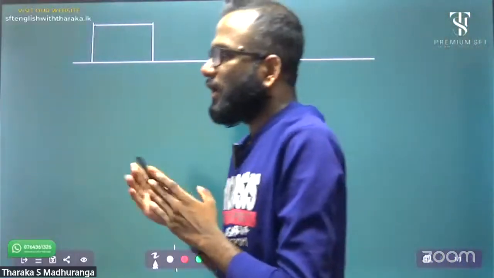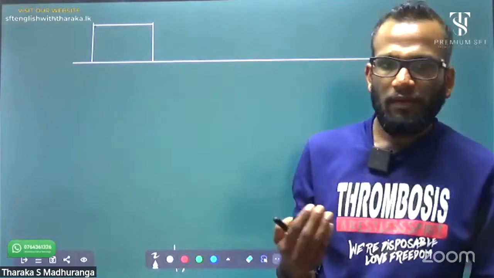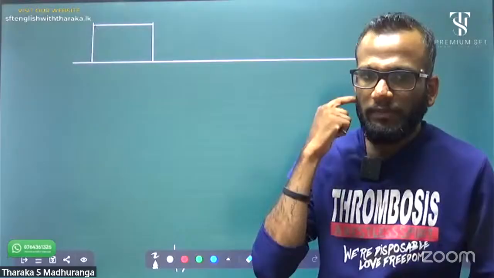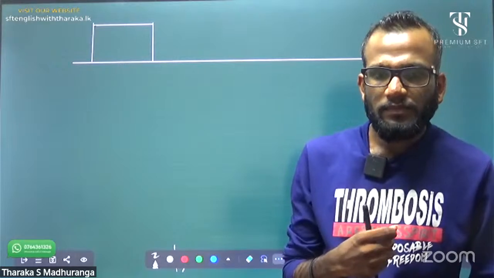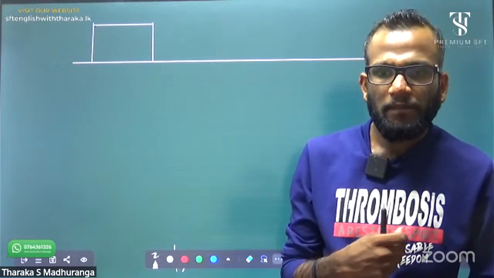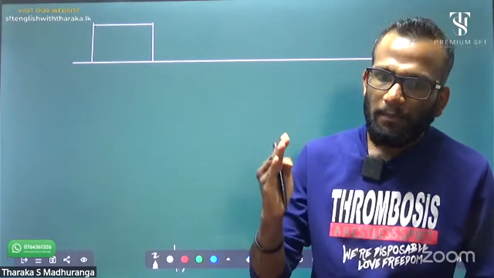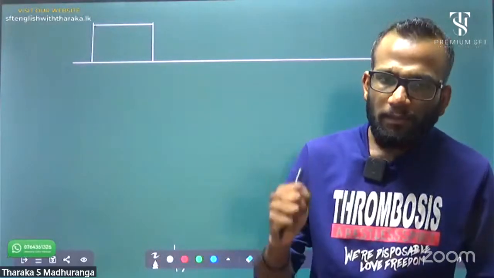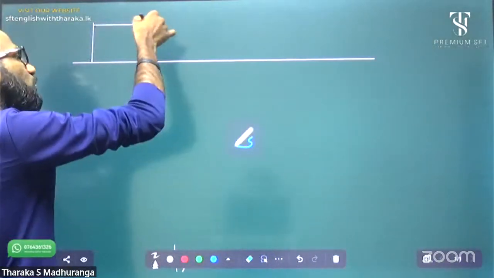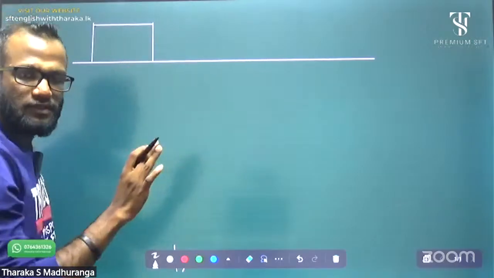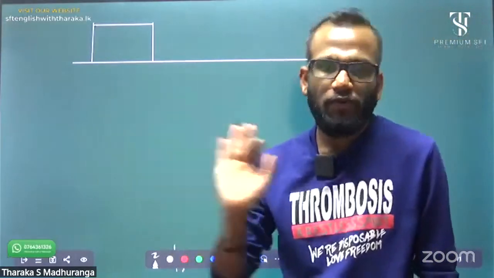What is Newton's first law? If there is no unbalanced force acting on any object, rest objects stay at rest and moving objects keep moving with uniform velocity. That means if there is no unbalanced force, no resultant force, a rest object rests, and a moving object only moves with uniform velocity.